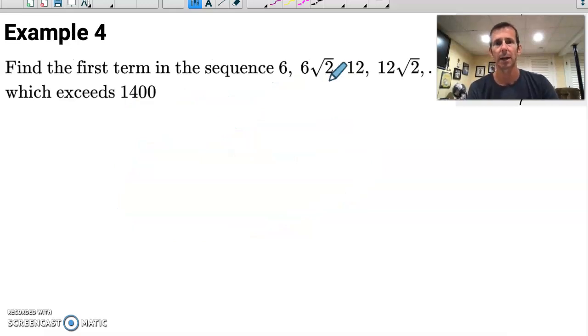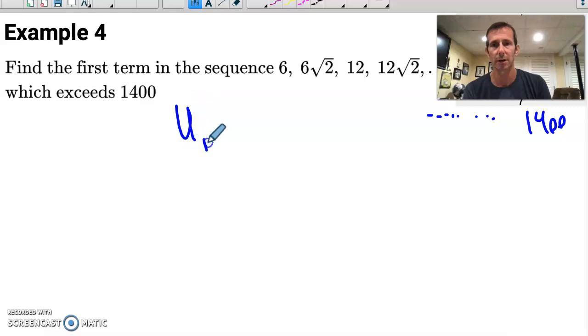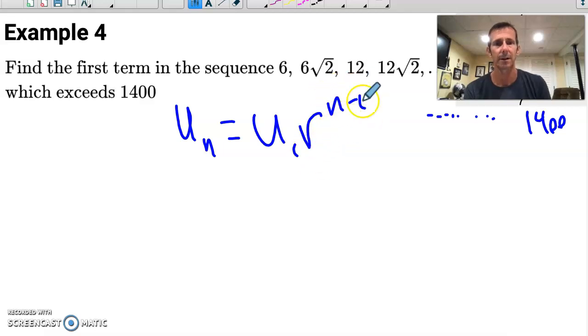All right, very quickly. Last example, I want to find the first term in the sequence that would exceed 1400. So I'm trying to figure out when along this path, how far along would it be to get to 1400? So again, I'm going to start with my generic here. Boom, U1, R, n minus 1. And what I'm trying to find is what term here would get me to 1400. So I'm going to put this as 1400.